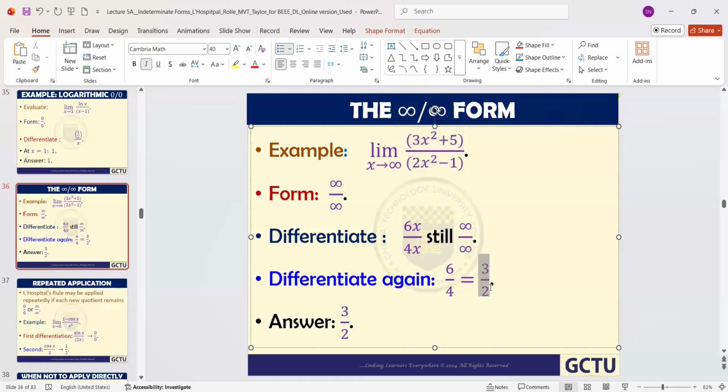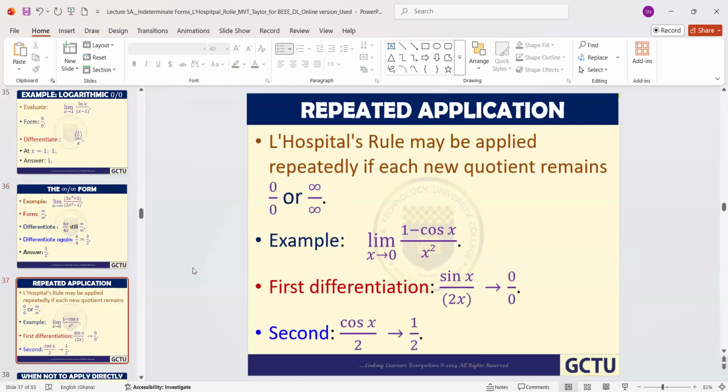You see that we are getting the same answer. Okay, so all these techniques must actually help each other to solve a problem when you are given it. Now, repeated applications. For example, this one will give you a repeated application, 1 minus cos x.